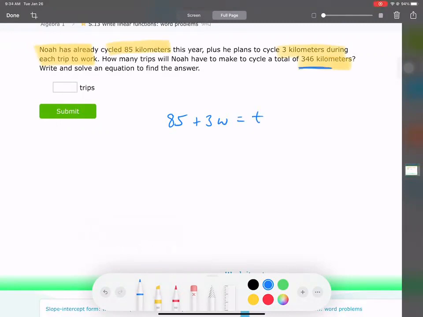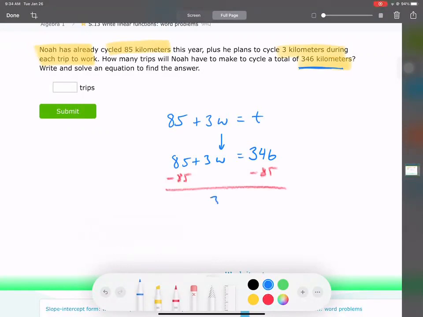They gave us some more information. They told us, hey, what happens if he rode 346 kilometers during his total year? So how many work trips would he need to solve? So we would have to solve for this now. All right, solving for W like we did before. Let's go ahead and minus 85 to both sides.